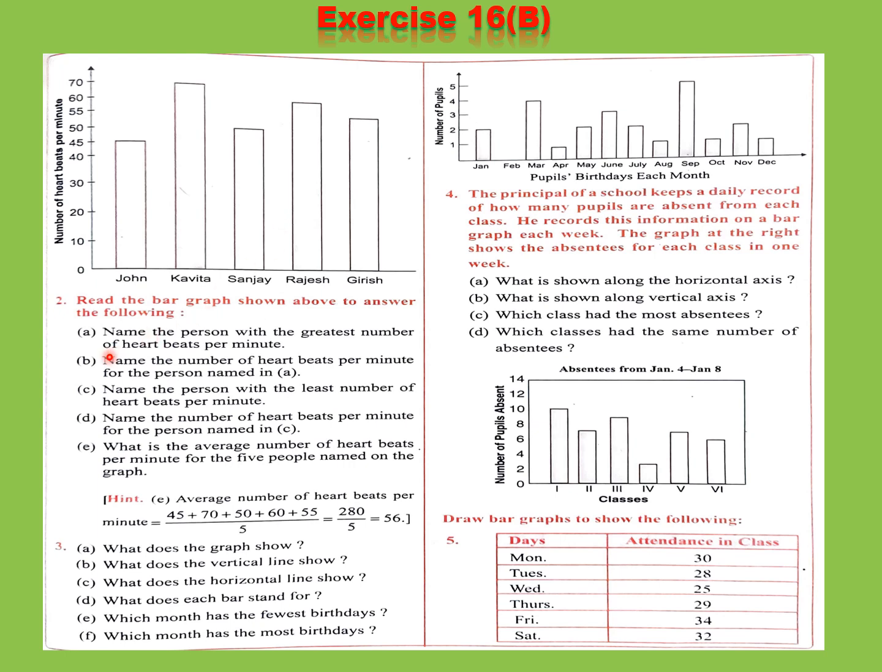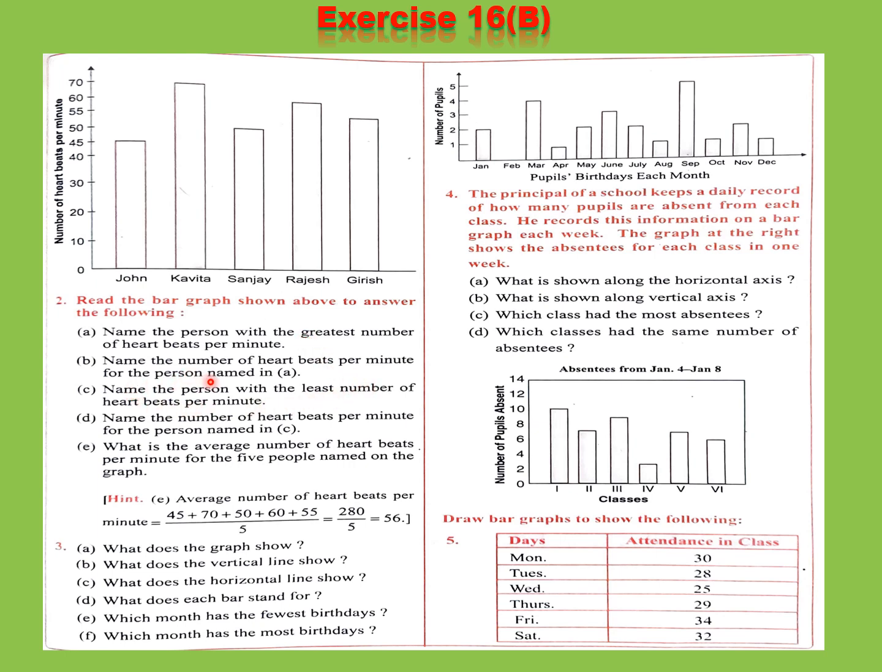Now we have some questions down there. First one is, name the person with the greatest number of heartbeats per minute. It's obviously clear from the bar graph, the highest bar, the highest rectangle you have here is Kavita. So obviously Kavita has the greatest number of heartbeats. So the first answer will be Kavita.